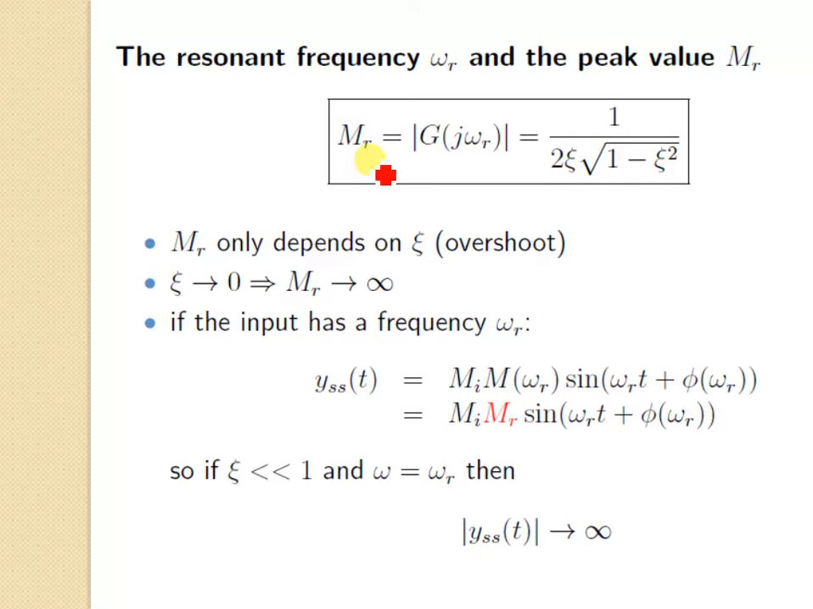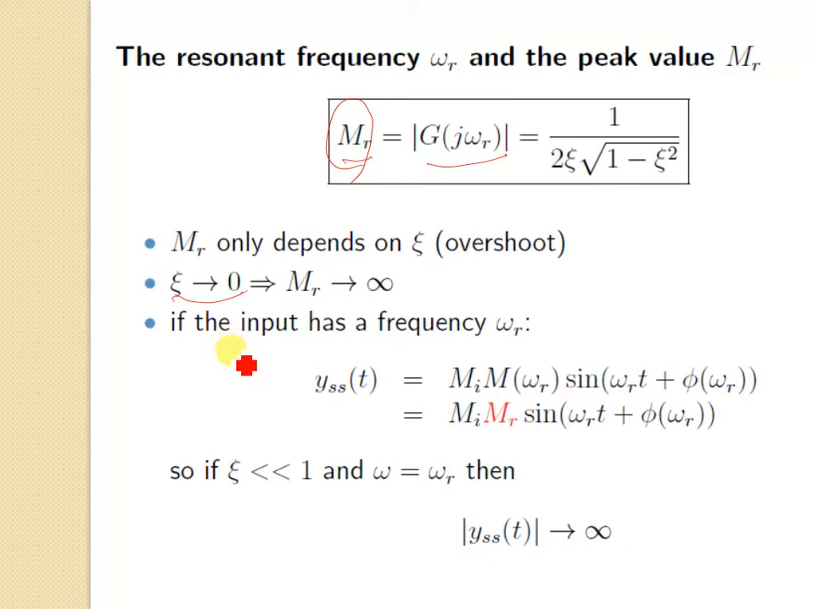Okay, the magnitude of the resonance will be the absolute value of this. We calculate 1 over 2 sigma root of 1 minus sigma squared. If sigma goes to 0, this value, 1 divided by 0, goes to infinity. That means the magnitude goes to infinity.